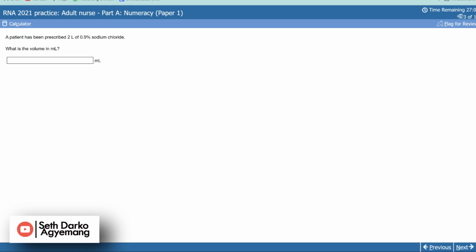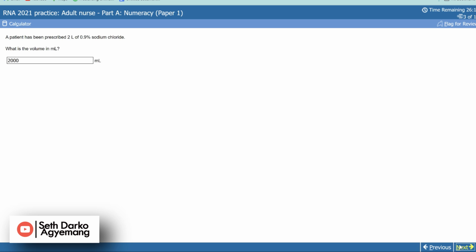It says that a patient has been prescribed 2 liters of 0.5% sodium chloride. What is the volume in mL? Now ask yourself, 2 liters, how much is it in mL? Here you only have to type the number. You don't have to add the unit because the unit has already been added for you. In actual sense, I don't have to calculate this. But if you want to, remember 1000 milliliters is equal to 1 liter. So if 2 liters, then how much will it be in milliliters? I will say 2000 milliliters equals 2 liters.